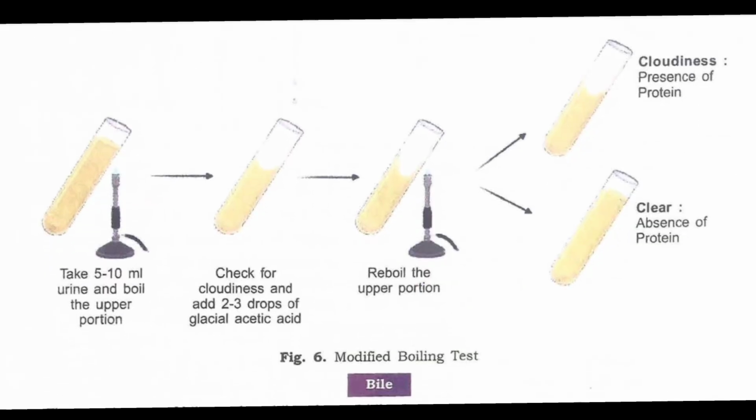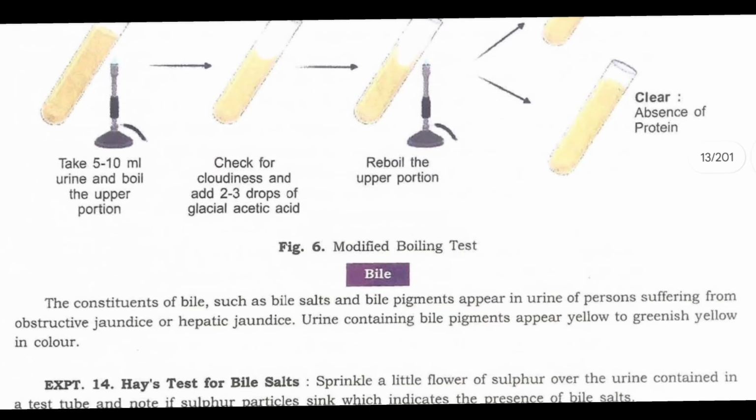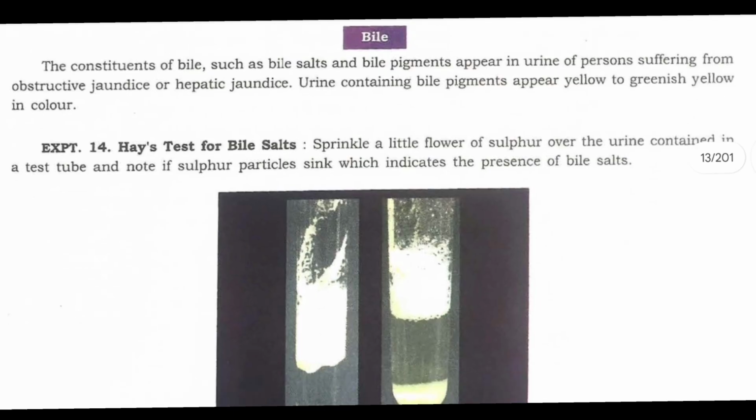Take 5 to 10 ml urine and boil the upper portion. Check for cloudiness and add 2 to 3 drops of glacial acetic acid. Reboil the upper portion. Cloudiness means presence of protein. अगर क्लियर हो गया तो absence of protein. Modified boiling test. अब आते हैं बाइल में.